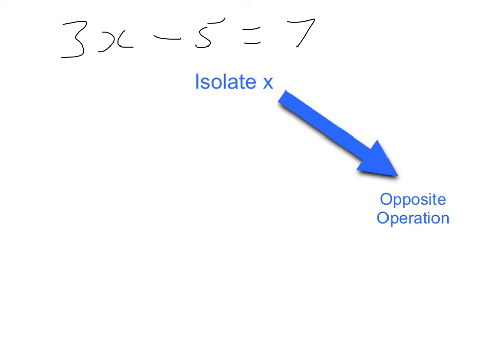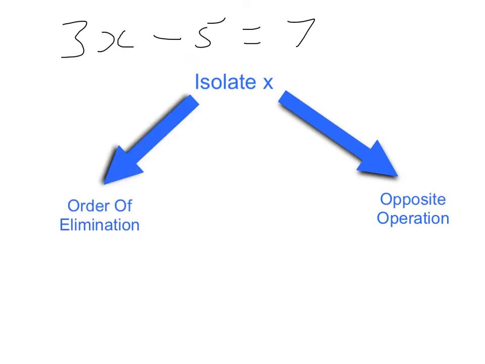But which operation do we perform first? In the case that we have up here, there's a multiplication and we have a subtraction. Well, one of the ideas that we have is that we have an order of elimination. This is similar to when we are simplifying an expression. We have an order of operations for simplifying, which we commonly refer to as BEDMAS.